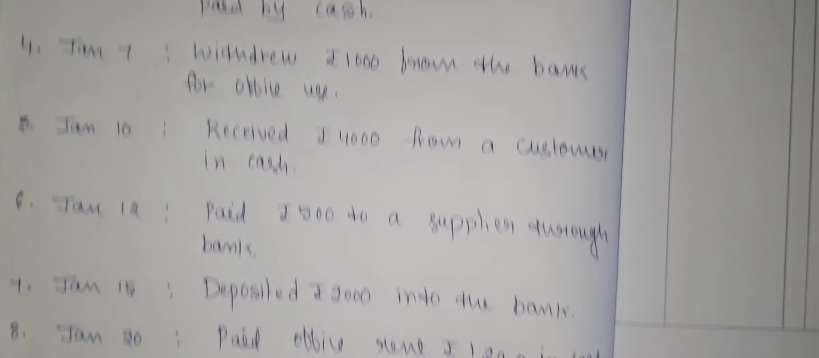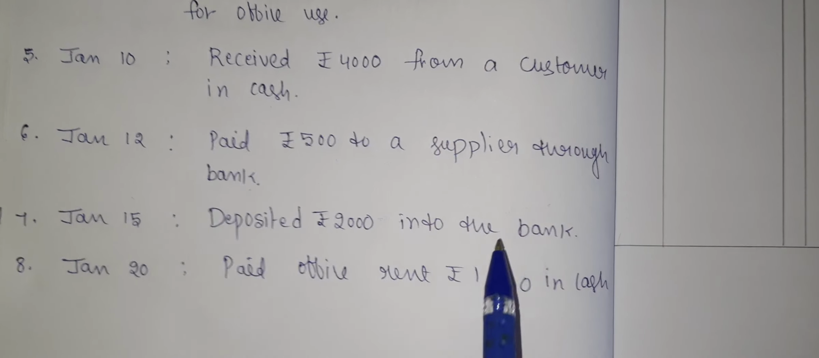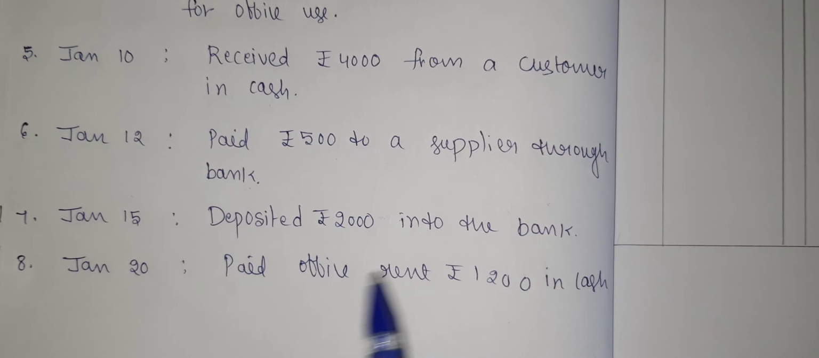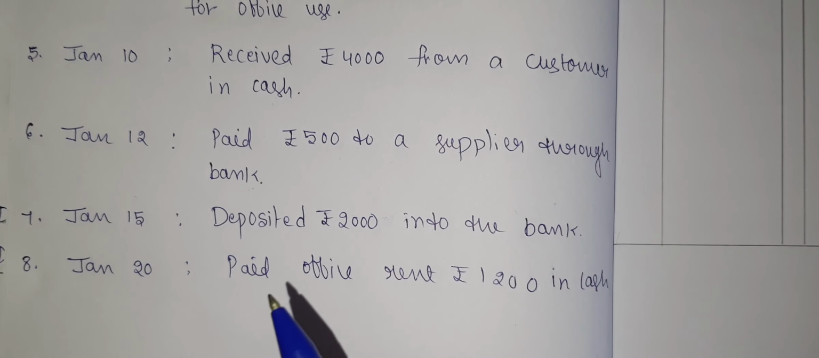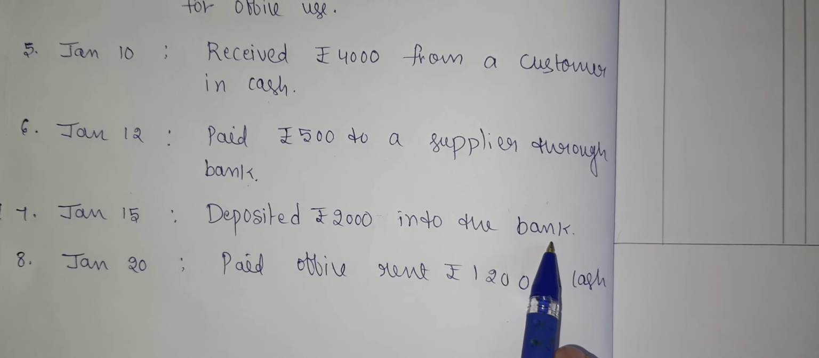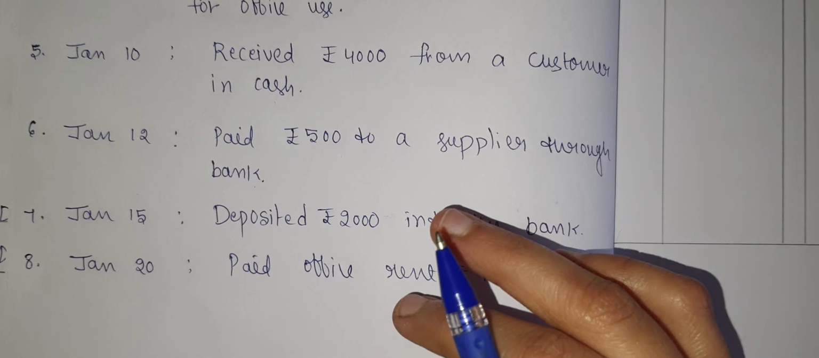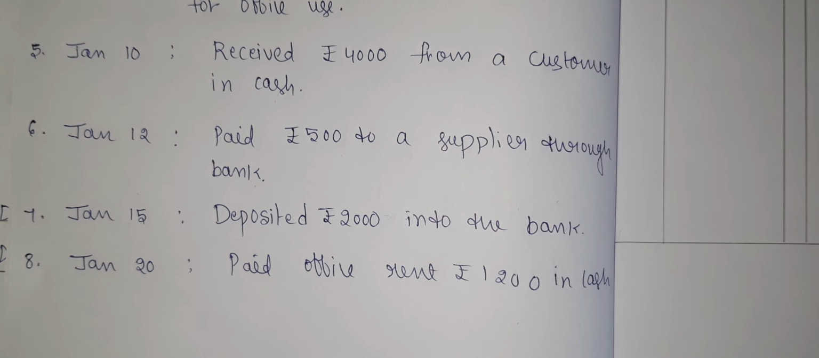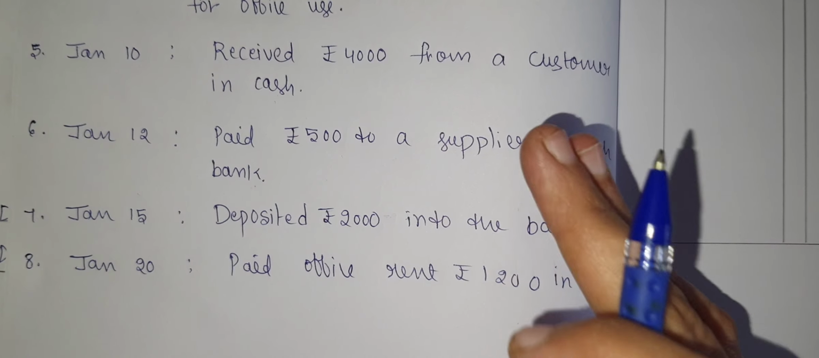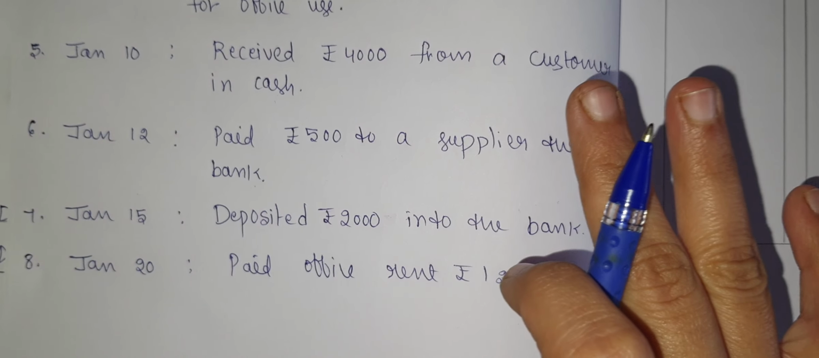Next one, January 15, deposited rupees 2,000 into the bank. See again here, contra entry. We are depositing the cash into the bank, so the receiver is bank. So bank account debtor to cash account. If bank and cash come together, that is treated as a contra entry, and we have to indicate the contra entry as C in the ledger folio.